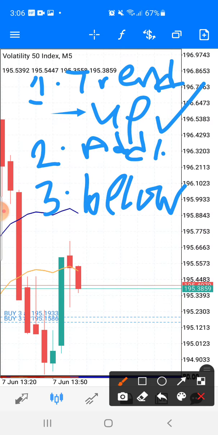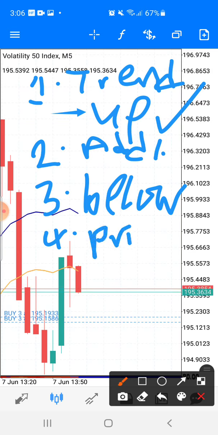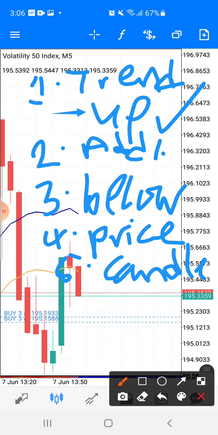Okay, so number 4, you have to wait for the price to retest our envelope. Okay, price should come back to our envelope. So once the price comes, you don't just jump in, you still wait for our number 5, the 5th condition. You have to see candlestick reaction, candles reacting to that level. Okay, so once you see candlestick reacting to the level, you now say, okay, this price is likely going to push up from this side.